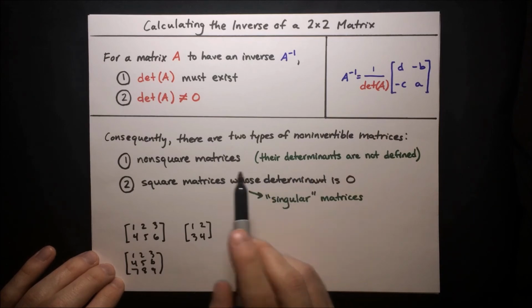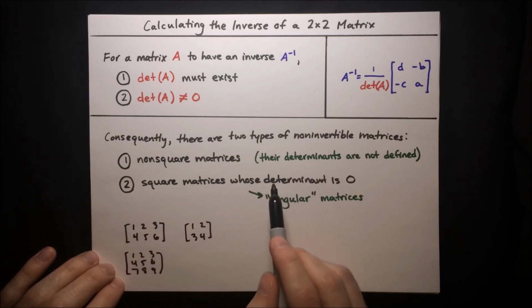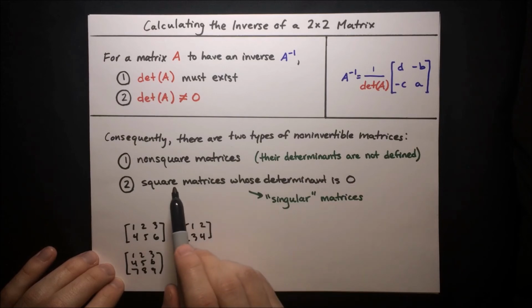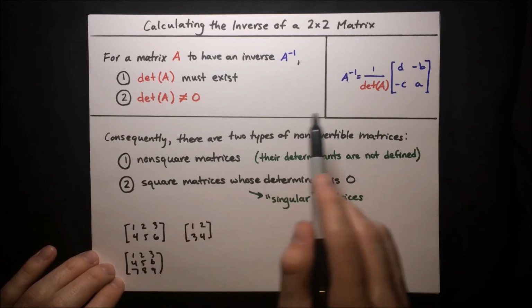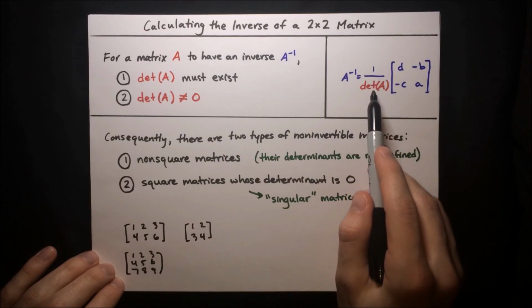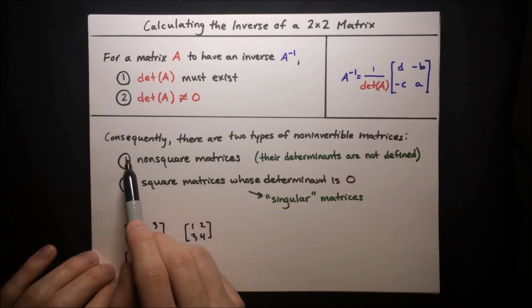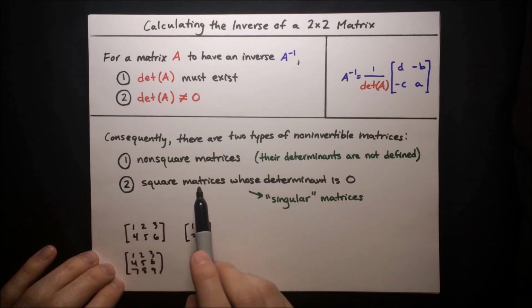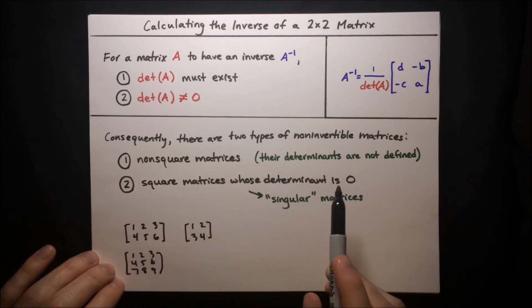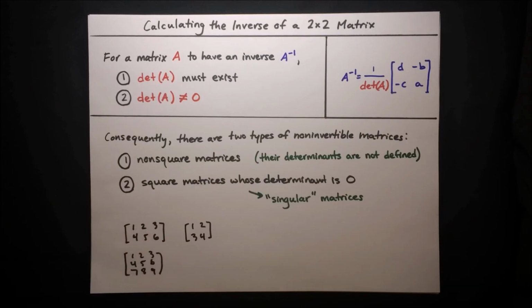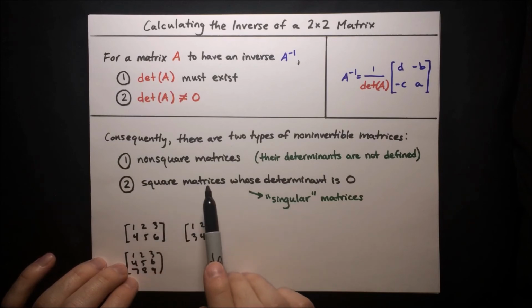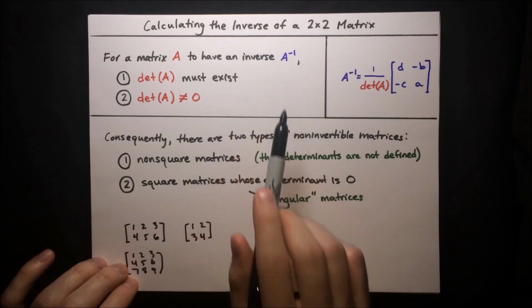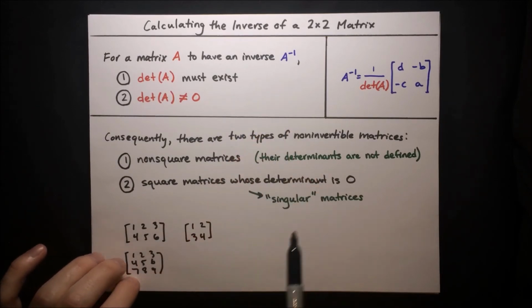Alright, second of all, square matrices whose determinant is 0. For square matrices, the determinant is defined, but if the determinant comes out to 0, then we get 1 over 0 in the formula. To distinguish between these two cases, square matrices whose determinant is 0 are also called singular matrices. So if you're ever told that a matrix is a singular matrix, then you know it's a square matrix, but it doesn't have an inverse because its determinant is 0.